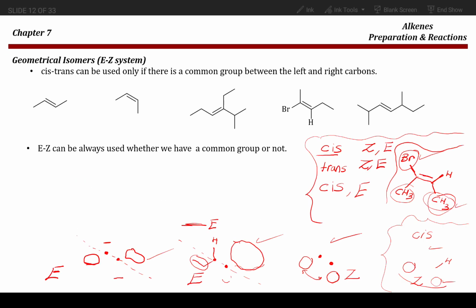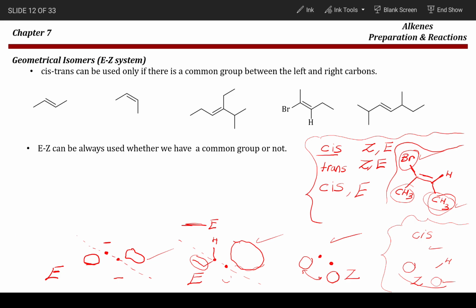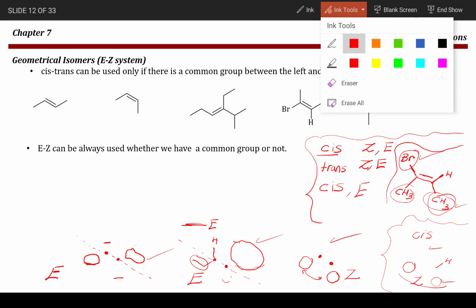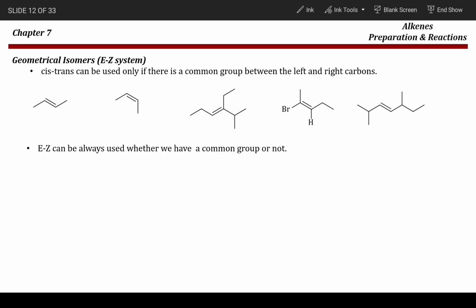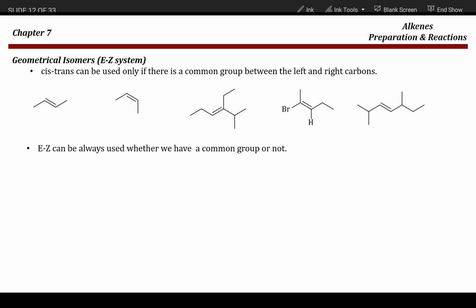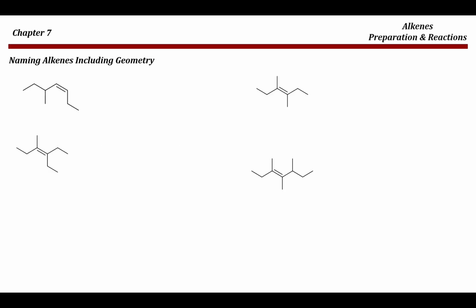Now, we have to pay attention that in naming, you have to include cis trans or EZ. That's why when you try to name compounds and they say including geometry, you have to include cis trans or EZ. For example, starting with this compound, let's try to name. So this is 1, 2, 3, 4, 5, 6, 7. That's the longest chain, so that's heptene.